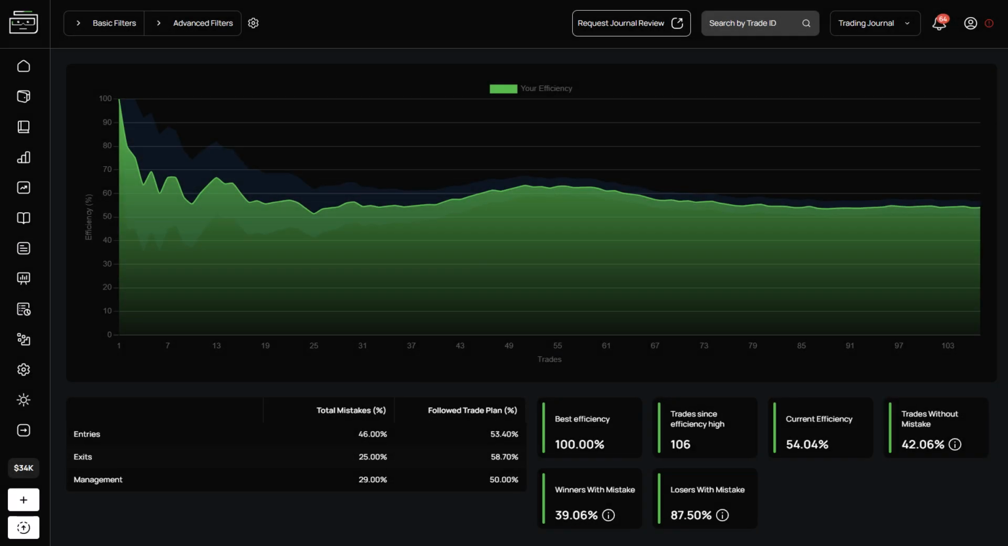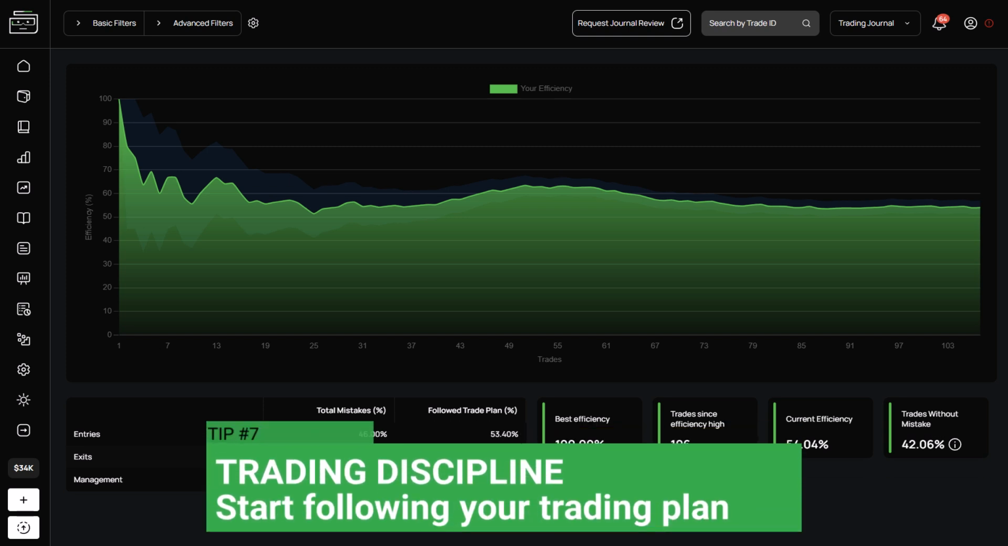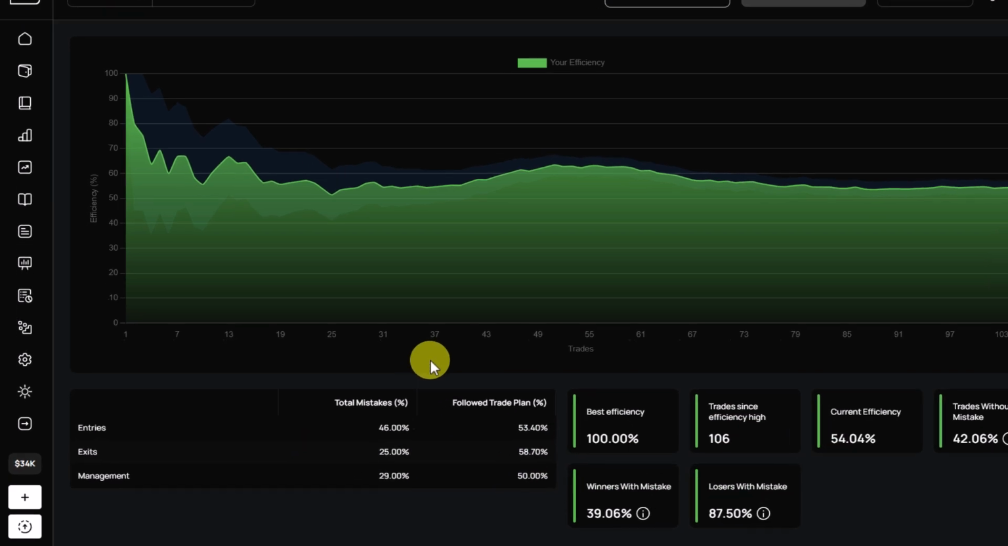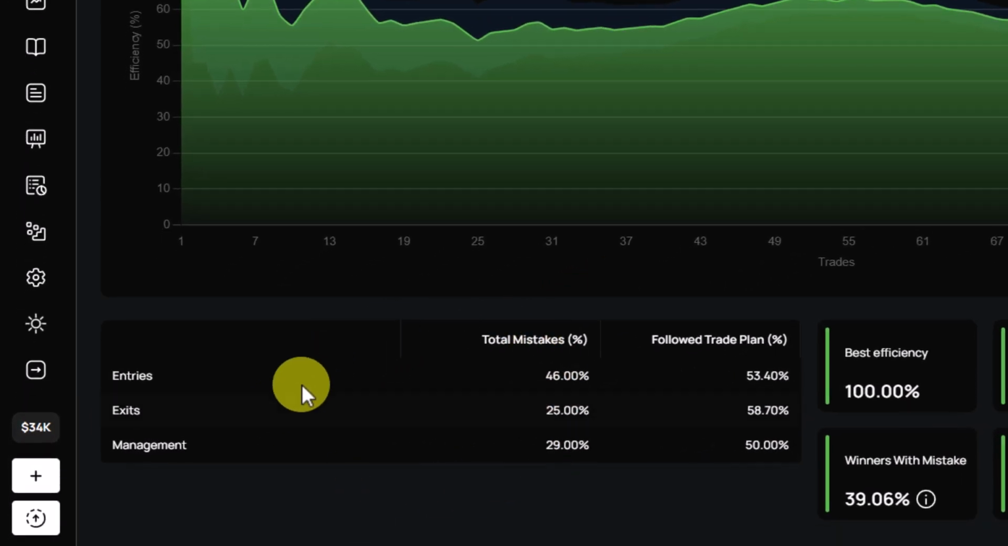A trading strategy is only as good as the trader executing it. And with the Edgewonk Trading Journal, there are many ways to keep a trader's condition in check. For example, here you can see right away where you are making most of your mistakes. In this case, the trader is making most of his mistakes on the entries, whereas his exits and his trade management actually don't look too bad.